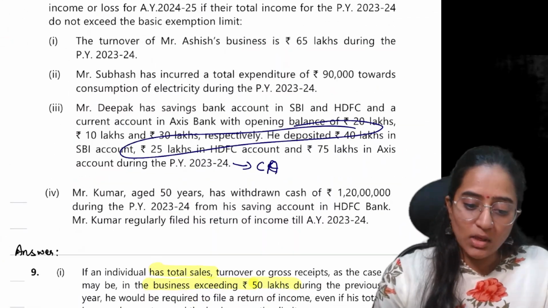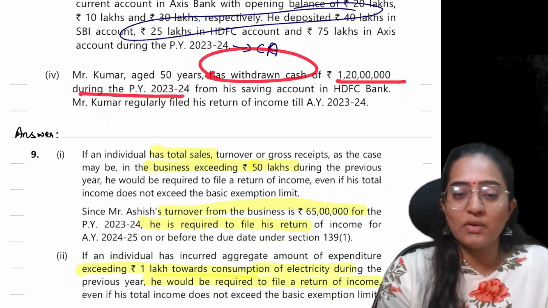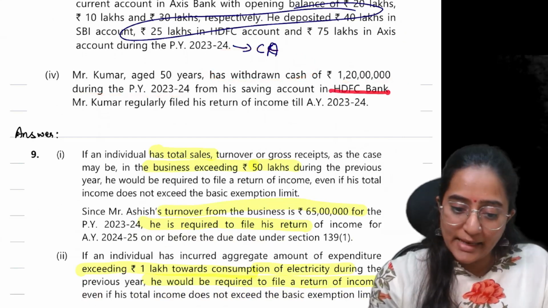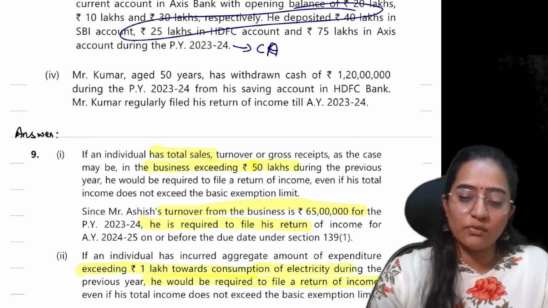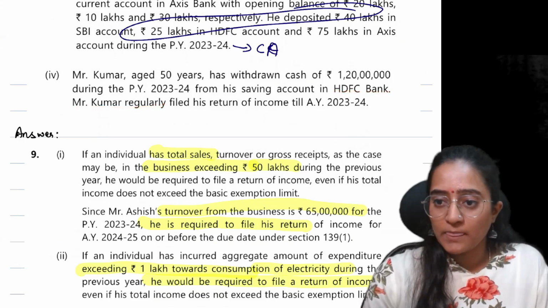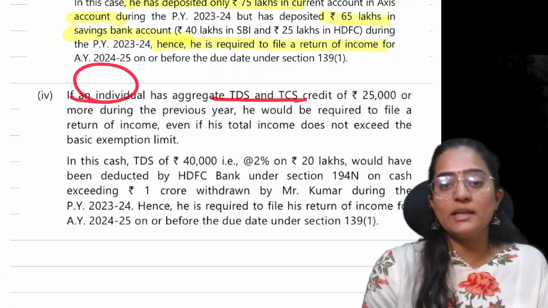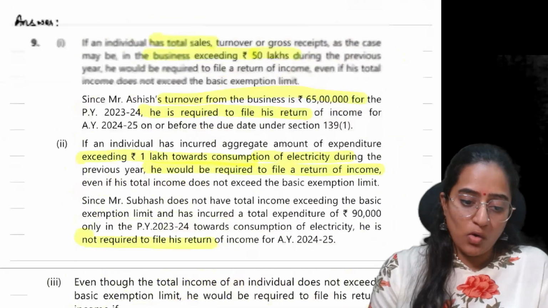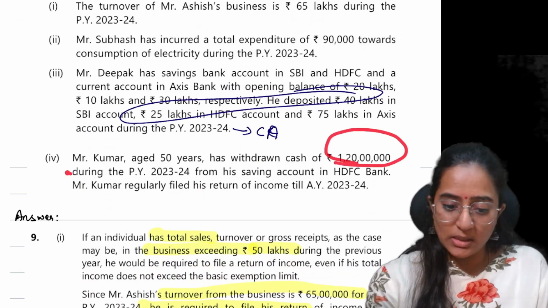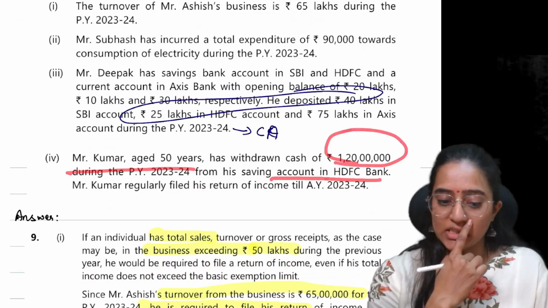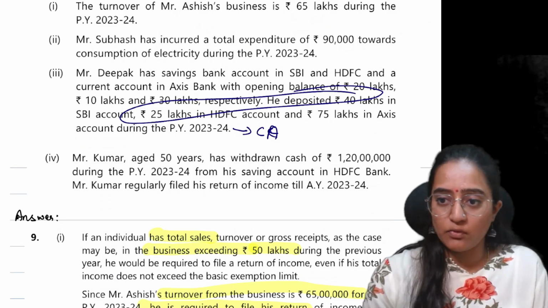Clear? So now, Mr. Kumar, aged 50 years, has withdrawn cash of 1 crore 20 lakh during the PY 23-24 from his savings account in HDFC. Mr. Kumar regularly filed his return of income till AY 23-24.